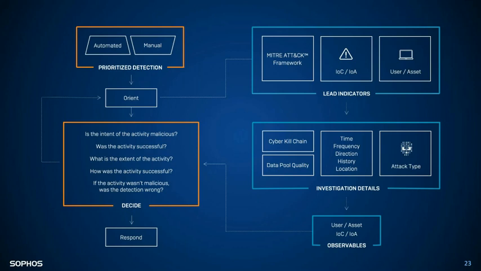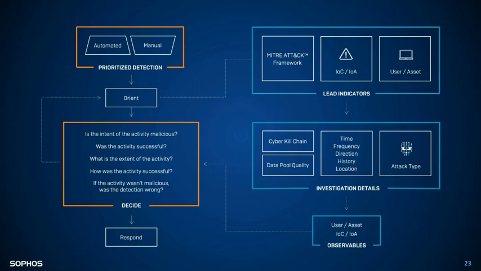So they're really taking that first piece of information and they'll orient that around some different pieces of information that we call lead indicators. So is there some sort of framework that we can map the activity to? We use MITRE a lot on our team. What kind of IOCs and IOAs, indicators of compromise and indicators of attack, do we see? And do we know if there's user or asset information available for the specific alert or detection?